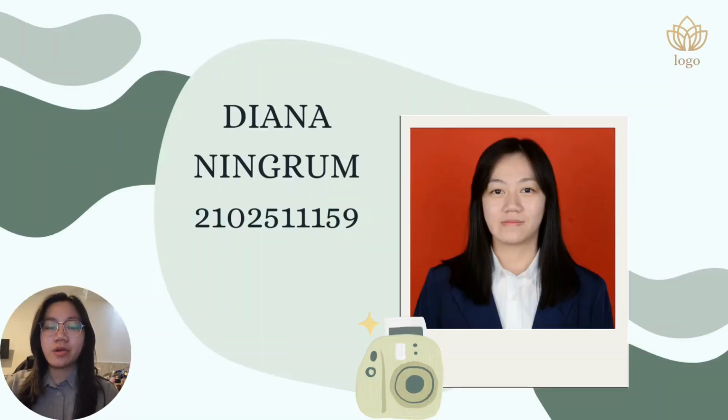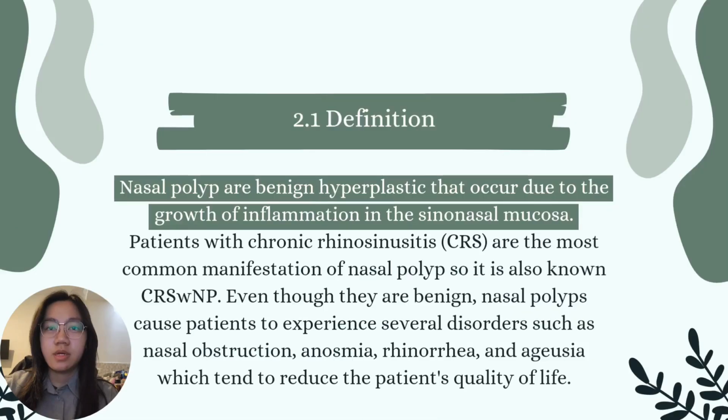My name is Ningrum, and I will explain the definition. Nasal polyps are benign hyperplastic growths that occur due to inflammation in the sinonasal mucosa. Patients with chronic rhinosinusitis are the most common manifestation of this disease, so the two diseases are often related to each other, with the term chronic rhinosinusitis with nasal polyps.